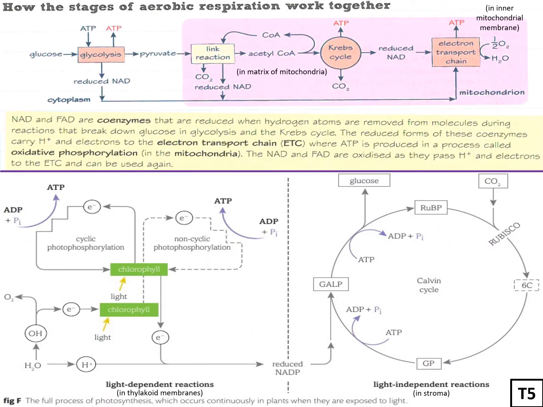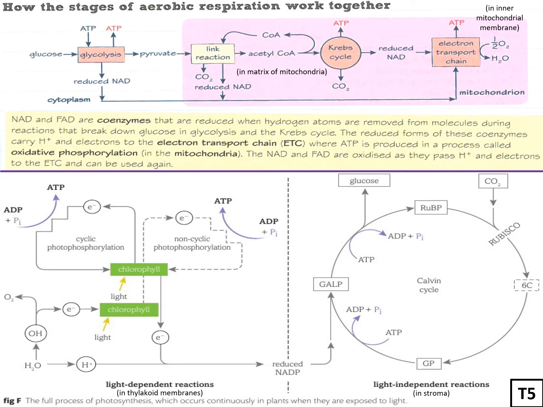Here we can see a summary of both aerobic respiration and also photosynthesis. On the top, we start off with glycolysis, which happens in the cytoplasm. If there is presence of oxygen, we know that the product of glycolysis, which is pyruvate, then moves through the membrane into the matrix of the mitochondria, where both the link reaction and the Krebs cycle occur, and then the reduced NAD and reduced FAD produced are all used in oxidative phosphorylation, which happens in the inner mitochondrial membrane, and that produces ATP.